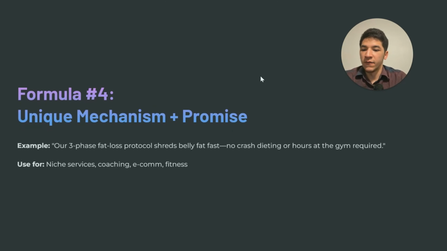So formula 4 is unique mechanism and promise. If you have a very niche specific business, this formula is great for that. Our 3-phase fat loss protocol shreds belly fat fast. No crash dieting or hours at the gym required. This is your promise to them, and then your unique mechanism. Why your unique mechanism is actually unique is the promise, right? So you just put it out there and just ship it.